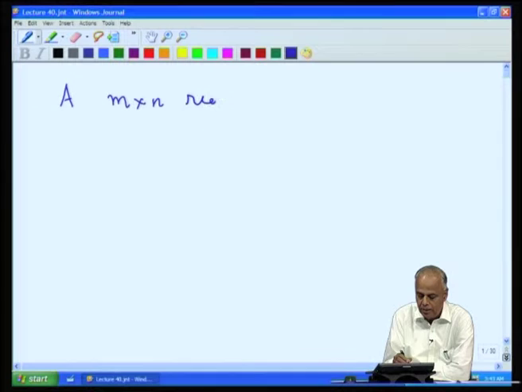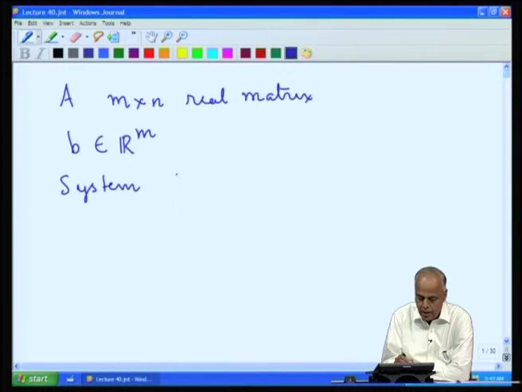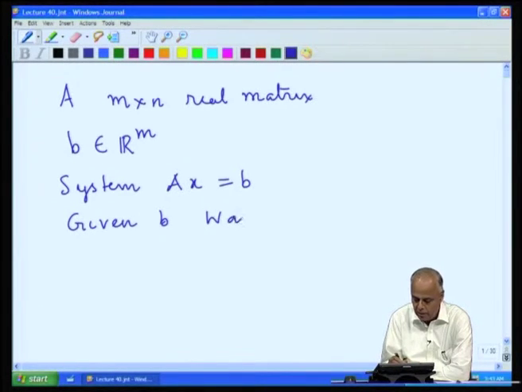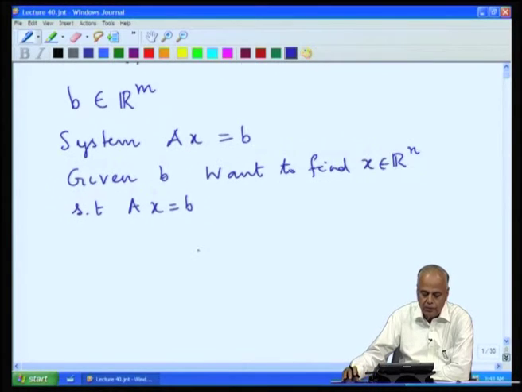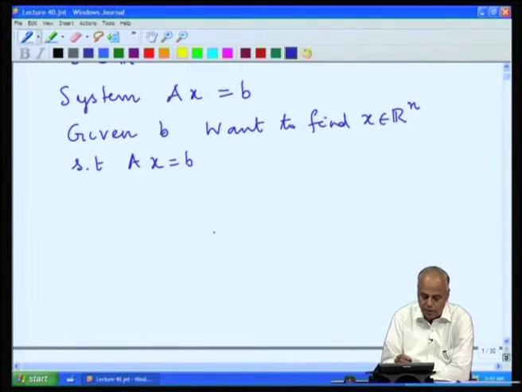The first question that we looked at was, suppose A is an m by n real matrix and B belongs to R^m, and we look at this system Ax = B. So, given B, we want to find x in R^n such that Ax = B. The first question was under what conditions this is possible.